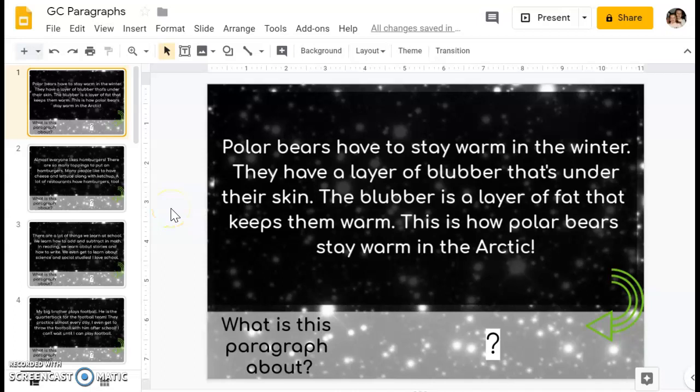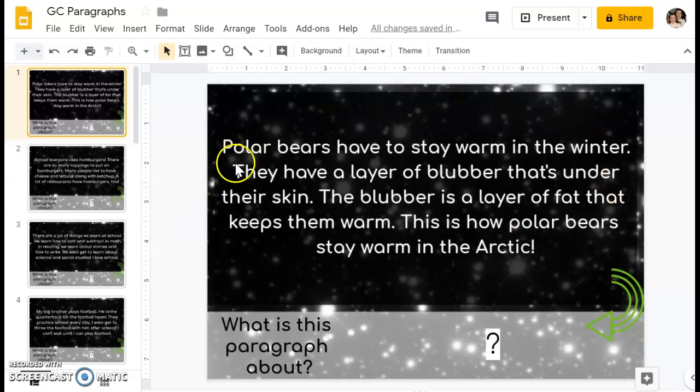Today we're going to be looking at paragraphs. Paragraphs have 3 or more sentences that focus on the main idea or the main topic. If you have a change in topic, then you need to start a new paragraph. For the first 10 slides, we're going to be practicing identifying what the main idea or what the topic is for each paragraph that I've written.